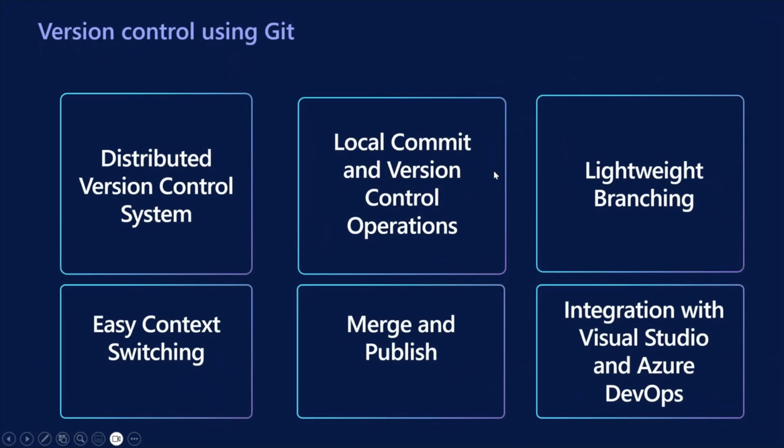Git operates as a distributed version control system, allowing each developer to have a complete copy of the repository on their local machine. This setup ensures that they can work independently and maintain full functionality without relying on a network connection. With Git, developers can commit changes locally and carry out version control operations such as viewing history and comparing versions, all without the need for a network connection. This capability significantly enhances productivity and flexibility in development.